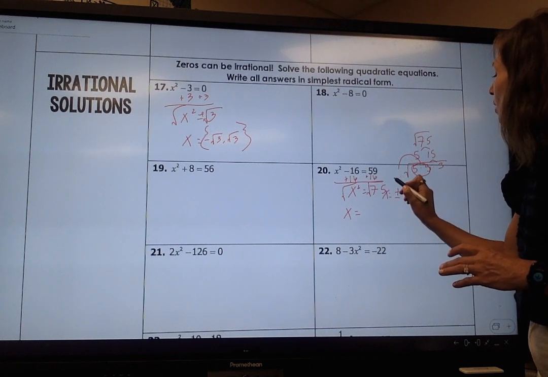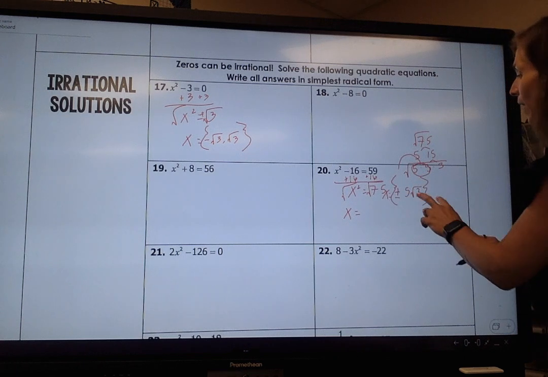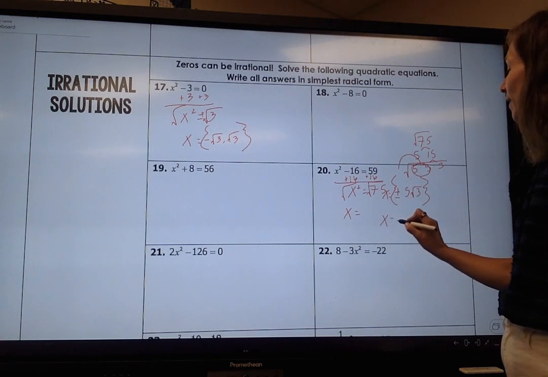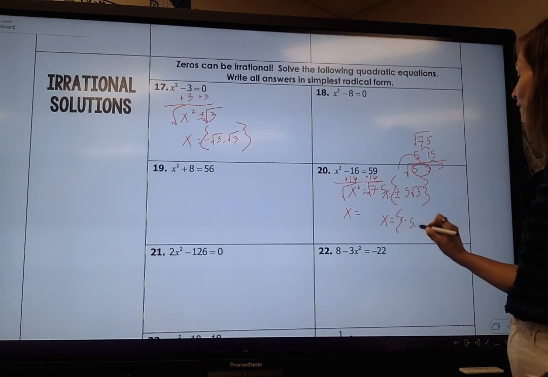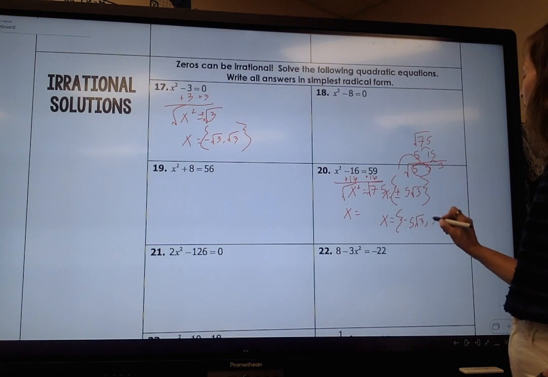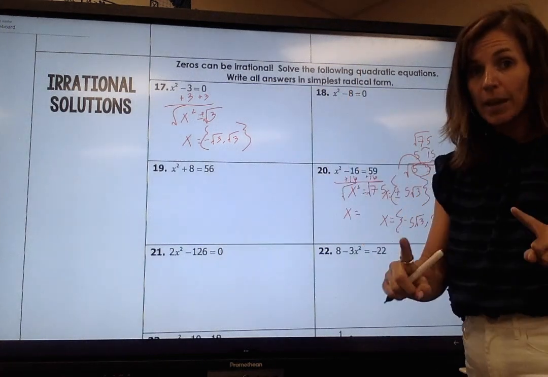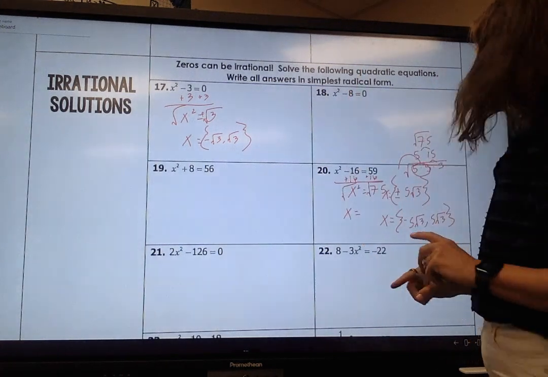So x equals plus or minus 5 square root of 3. And I tell students, you may want to get in the pattern of doing negative 5 square root of 3 and positive 5 square root of 3 to remind yourself that it's two separate numbers, okay?